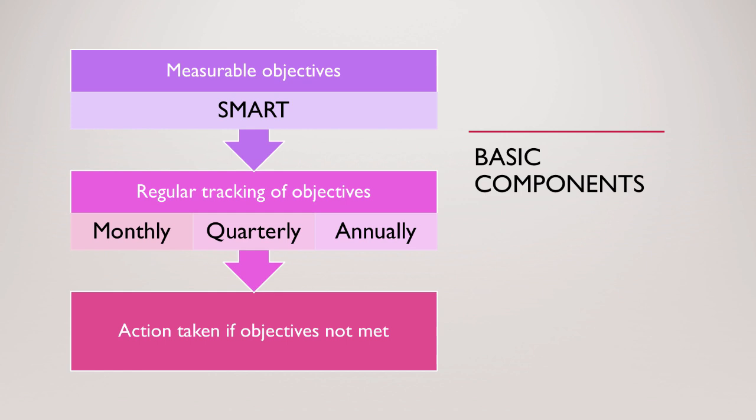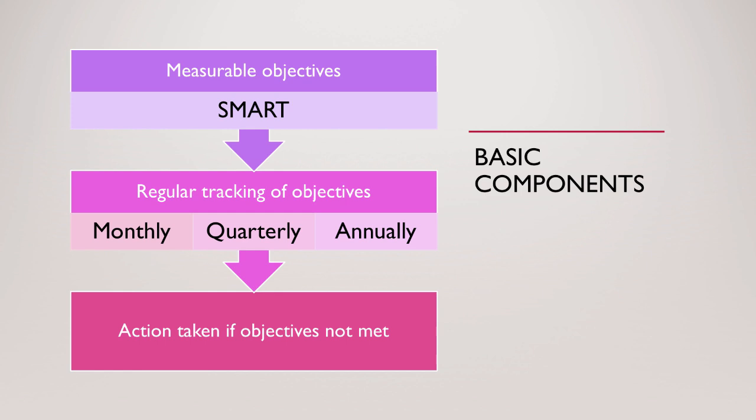SMART objectives are just an acronym for specific, measurable, achievable, relevant, and timely or time-bound. So we don't make an objective and say that'll happen at some point, right? It's got to be time-bound. So it falls under the measurable objectives.